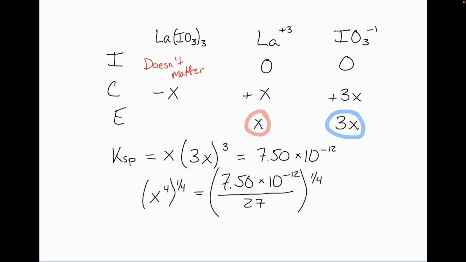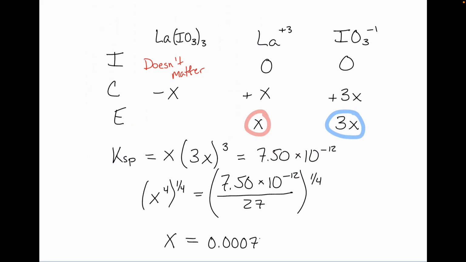All right, so again, we solve for x to get our molar solubility. Did I do this right? I get 0.000729. We'll say 3 sig figs. All right, so when we solve for x, we get our molar solubility.